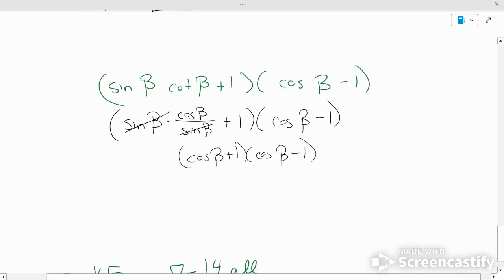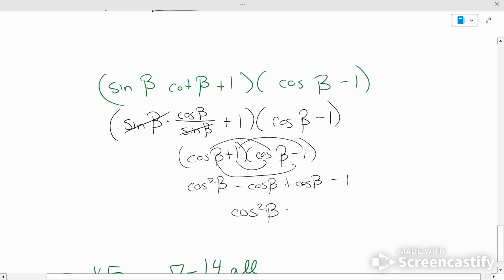Well, now all I do is FOIL. Cosine squared of beta. Outers is minus cosine of beta. Inners is plus cosine of beta. Last times last is minus 1. What happens to my middle two terms? They cancel in this case. And cosine squared minus 1. Okay, this is not the same as the last problem, so be careful.